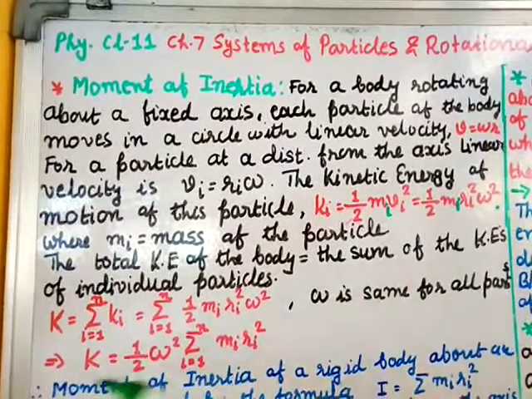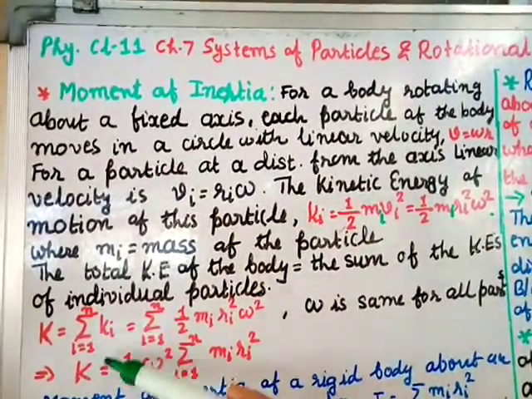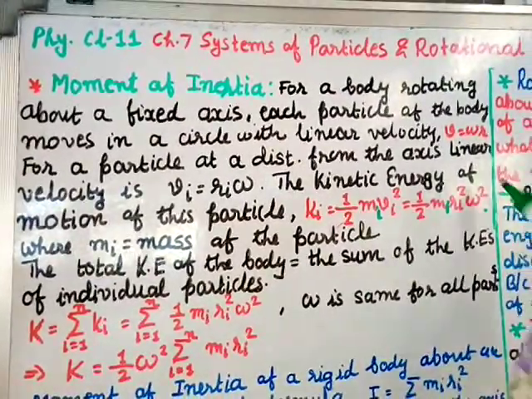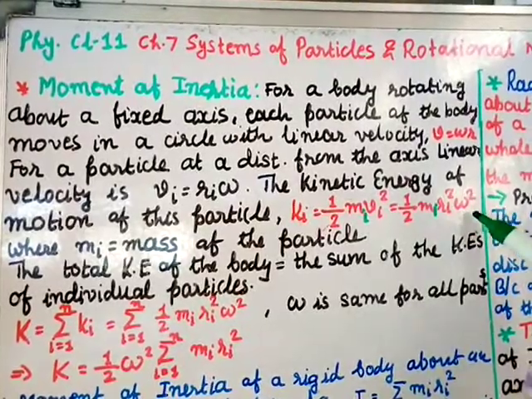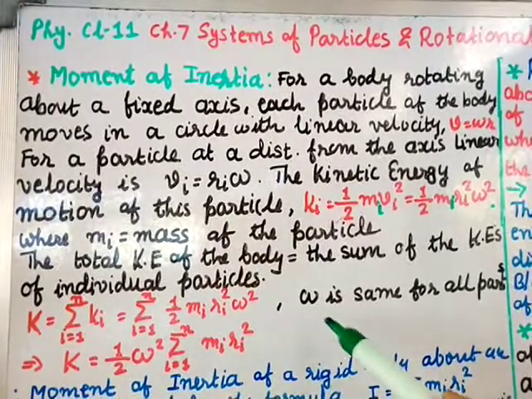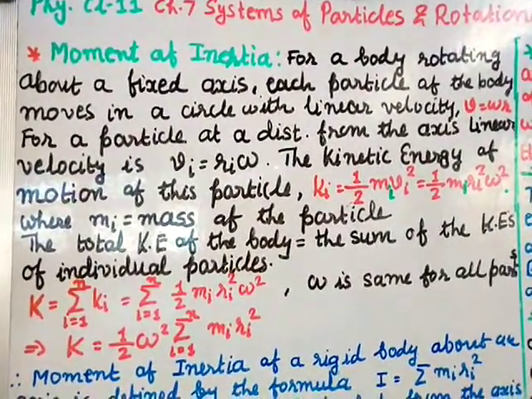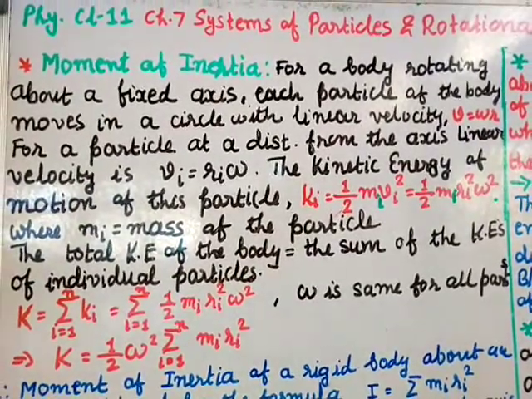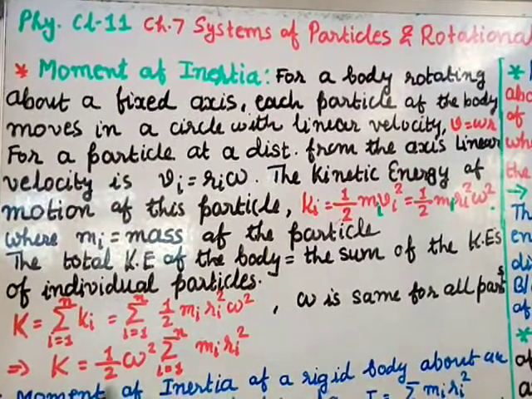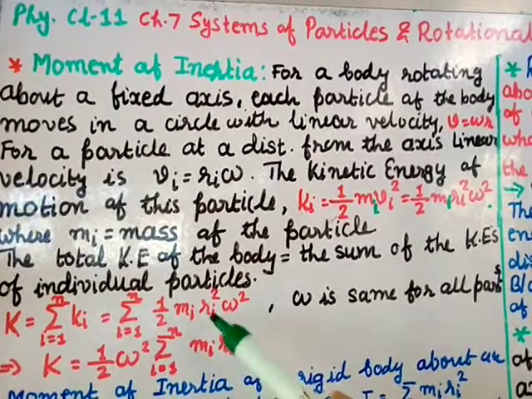Total kinetic energy capital K equals sigma ki, i equal to 1 to n, equals sigma i equal to 1 to n of 1 by 2 mi ri square omega square, where omega is the same for all particles. So for the whole body omega is the same. Omega is a constant and 1 by 2 also is a constant, so we take them out of the summation. K equals 1 by 2 omega square, which is constant, times sigma i equal to 1 to n mi ri square.